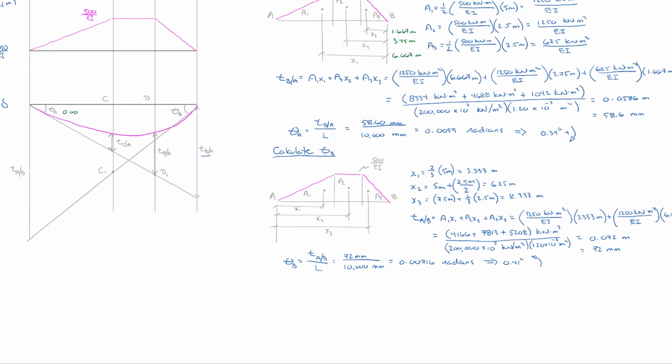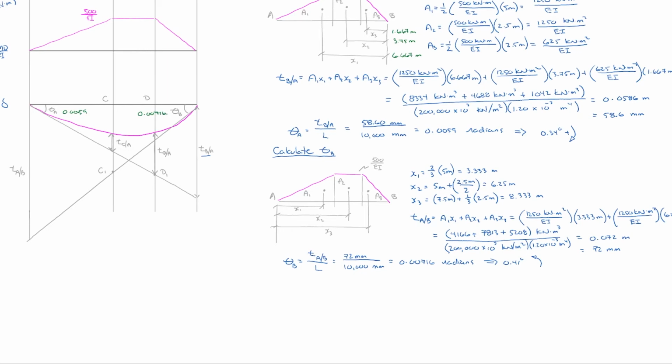Oh, sorry, I gotta get the right ones here. So that's theta A, 0.0059 radians. And over here, theta B is 0.00716. So we're getting there. We only have 2 sections left. So that completes part A of the question, which was to get those 2 angles of rotation or curvatures.